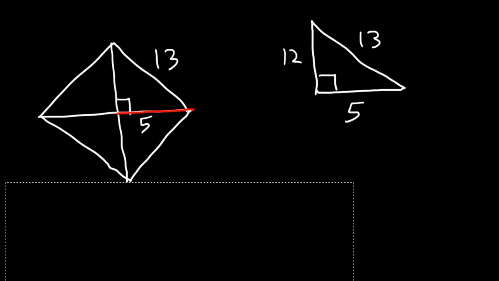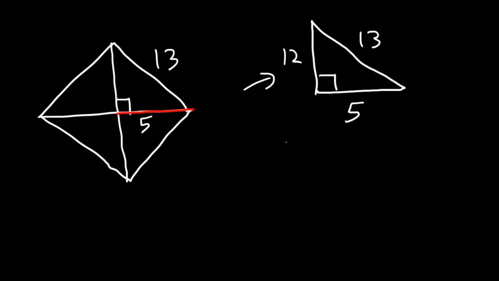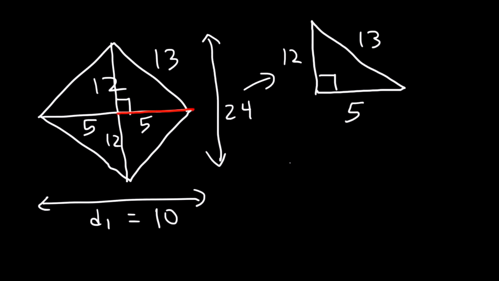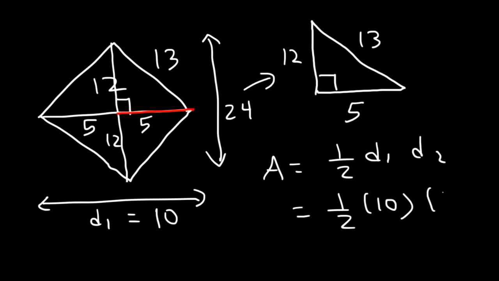Now that we know what the missing side is, you can also use the Pythagorean theorem to get 12 if you want to. You can use a squared plus b squared equals c squared to get the same answer. But once we have the missing side, we now have the length of the two diagonals. So diagonal 1 is 5 and 5. These two sides are equivalent. So diagonal 1 has a length of 10. Diagonal 2 has a length of 12 plus 12, which is 24. So A is equal to 1/2 d1 d2. So it's 1/2 of 10 times 12. Not 12, but 24.